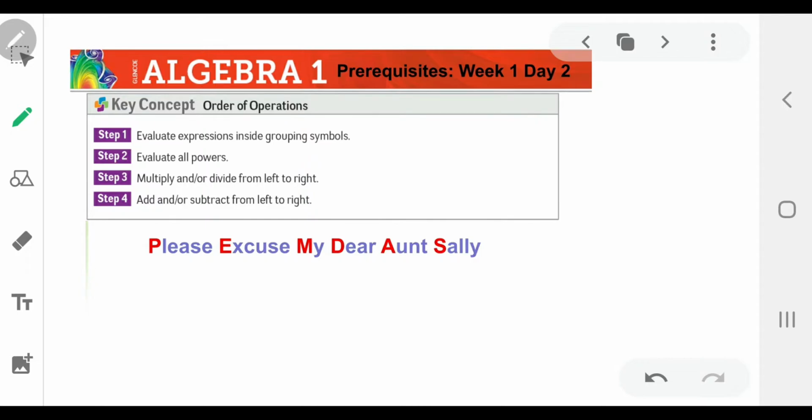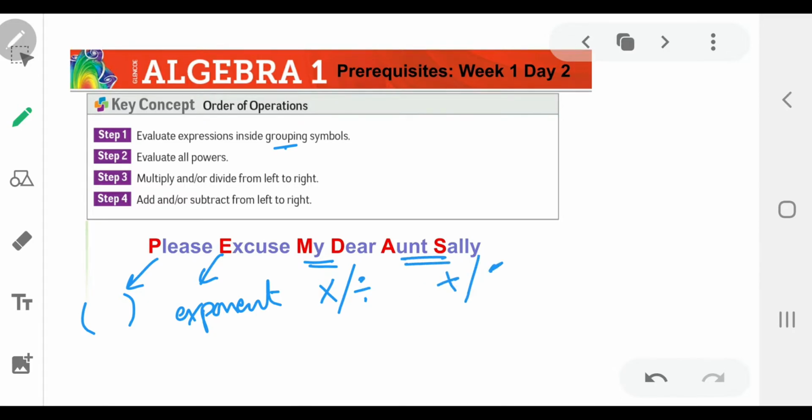Order of operations, we're all familiar with the word PEMDAS, or please excuse my dear Aunt Sally. P for parentheses, the brackets, or any grouping symbol. When you have a problem with many operations, we always start with the parentheses. And then E for the exponent, the powers. M and D for multiplication and division. A and S for addition and subtraction.